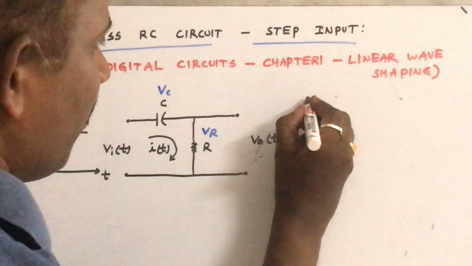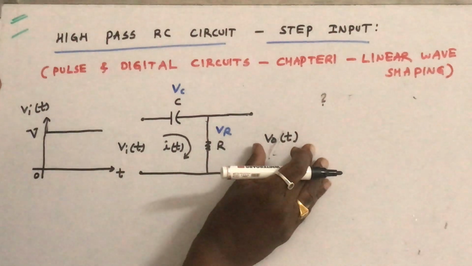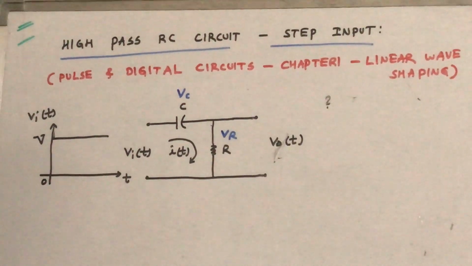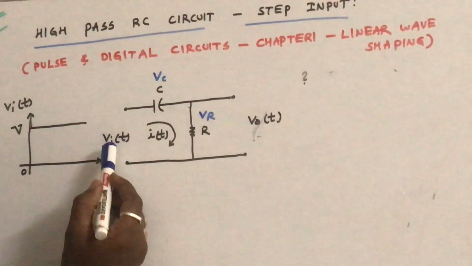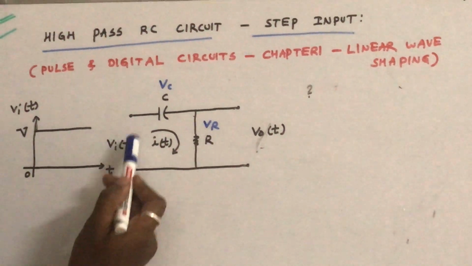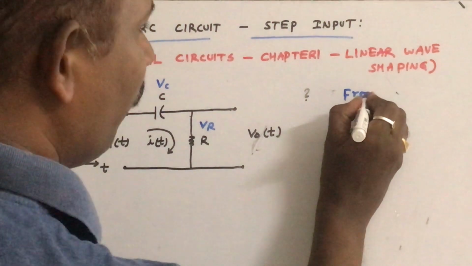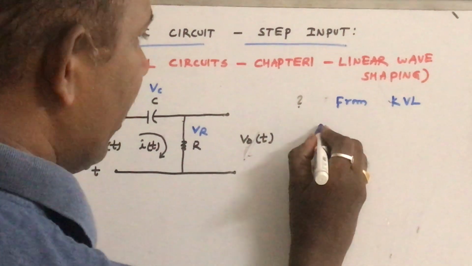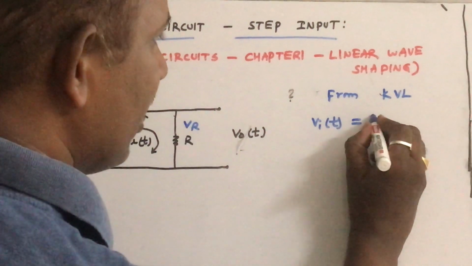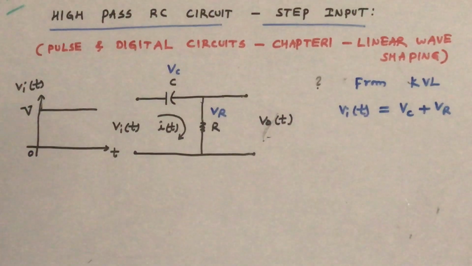Let us see what is the response of this circuit, that means what is the output expression V0 of t and what is the waveform of V0 of t. That is what we will discuss today. Since we apply Vi of t to this circuit, according to Kirchhoff voltage law, Vi of t is always equal to Vc plus VR. In any circuit consisting of linear elements, Kirchhoff voltage law is satisfied: the voltage across the capacitor plus the voltage across the resistor.